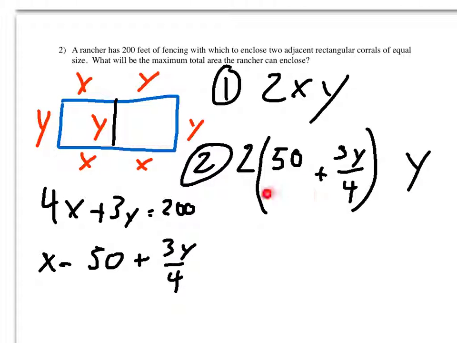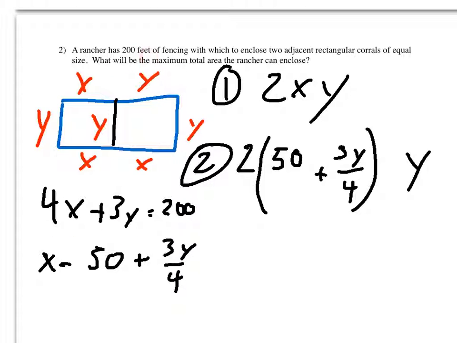And then in the second step, we have to replace one of these variables to solve the entire problem. So I've done some work down here. The ranch has 200 feet of fencing to enclose all this stuff, all these x's. So each one of these lines is going to be an amount of fencing. So 1, 2, 3, 4 x's and 1, 2, 3 y's. That's why I have that here.